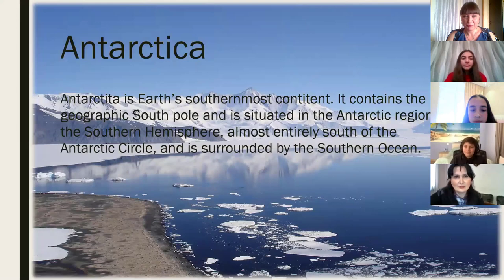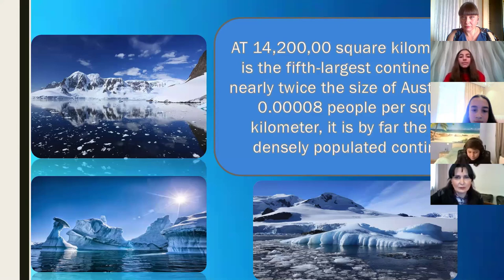Antarctica is Earth's southernmost continent. It contains the geographic South Pole and is situated in the Antarctic region of the Southern Hemisphere, almost entirely south of the Antarctic Circle, and is surrounded by the Southern Ocean. At 14,200,000 square kilometers, it is the fifth largest continent and nearly twice the size of Australia.